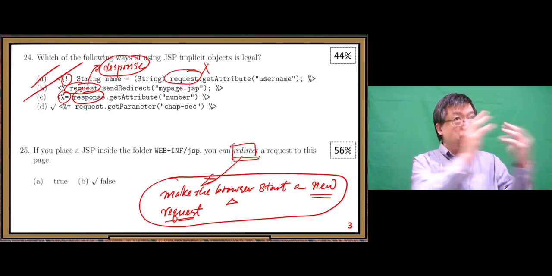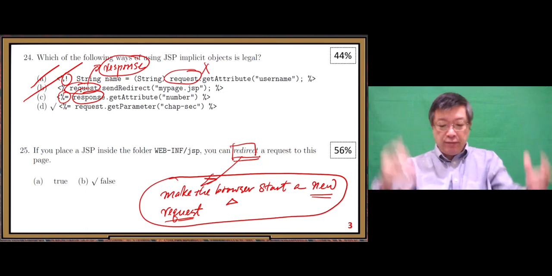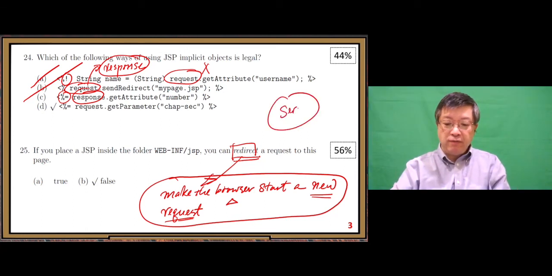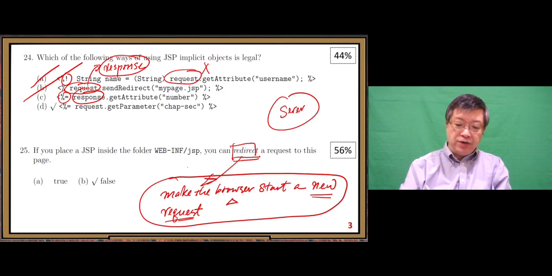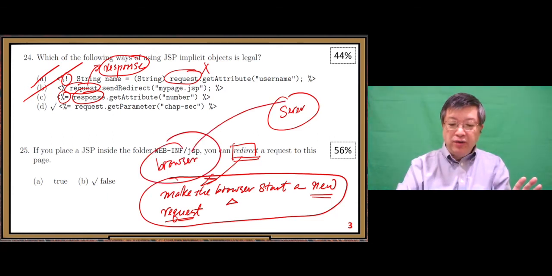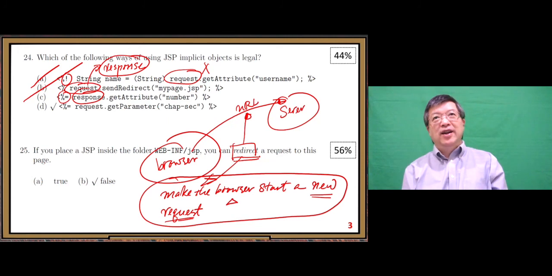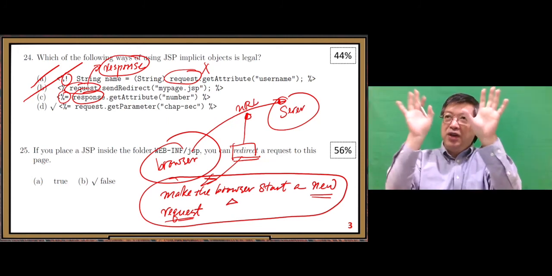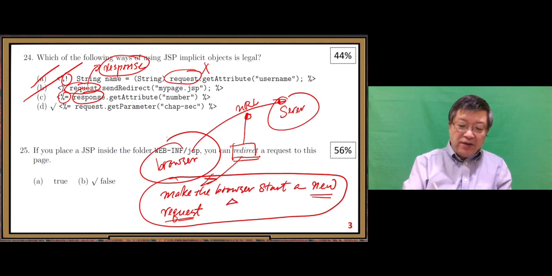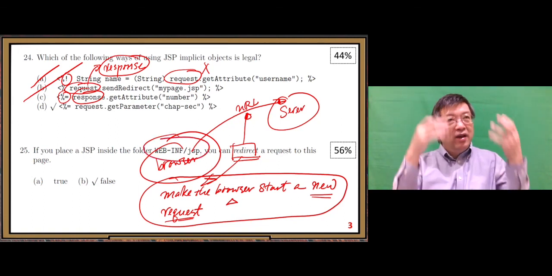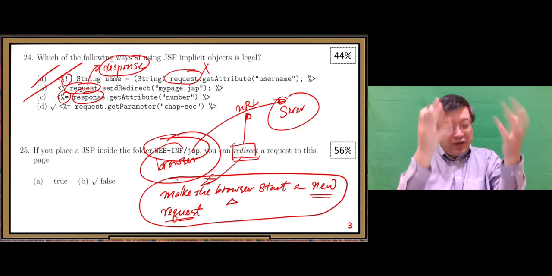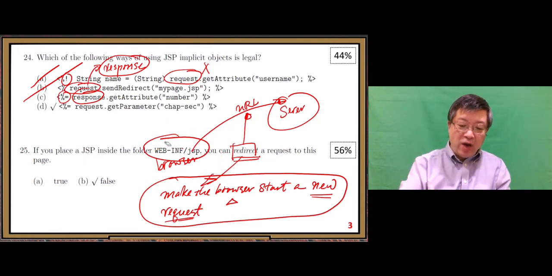The browser is outside the server, right? So this is the server, and the browser is here. The browser starts a new request here with that redirect URL. When you do that, the browser sends a new request using that URL. Can you let it visit a resource inside this WEB-INF?